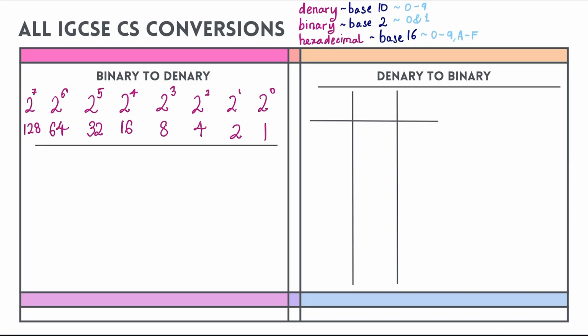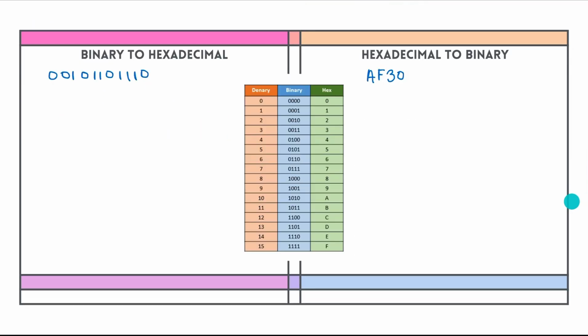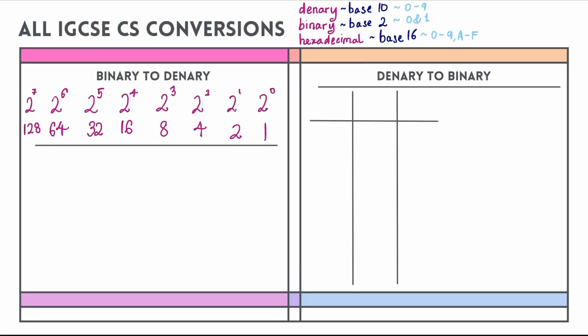My name is Zareen, and for this video, we're going to be looking at all the conversions that you need to know, and there are exactly 6 of them. So we're going to cover all of them in this video. And just so you know, we can't use calculators in the computer science papers for IGCSE, so I'm going to teach you how to do all of these conversions without a calculator.